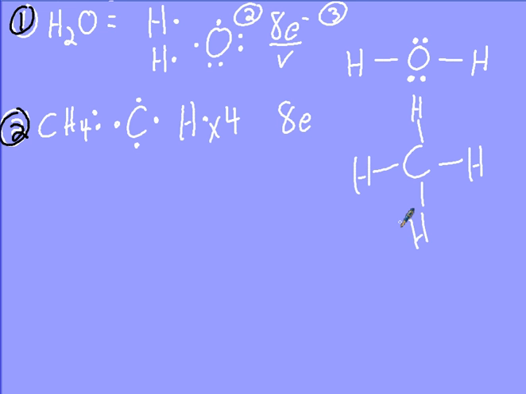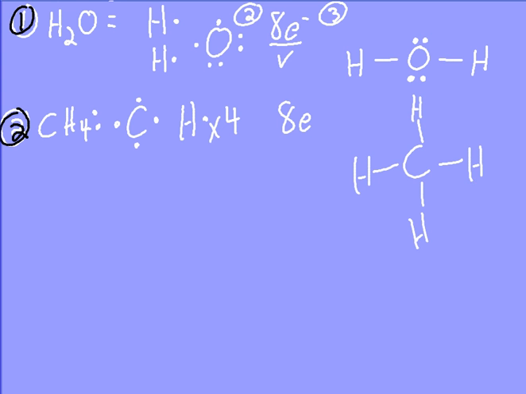And with this guy, you don't have to add any electrons. Because if you notice, each line represents 2 electrons. 2, 4, 6, 8. The octet rule is satisfied by carbon. The hydrogen, each hydrogen has 2, 2, 2, 2, 2. So everyone's happy in this structure of methane.